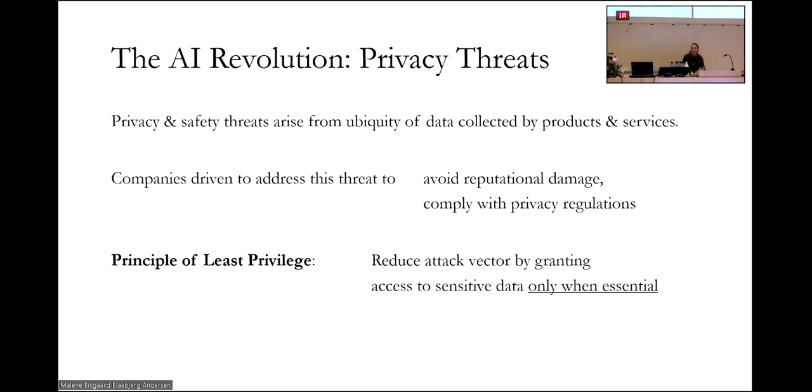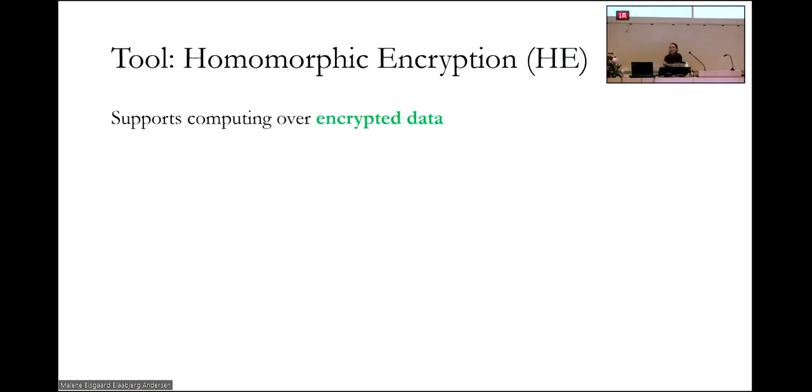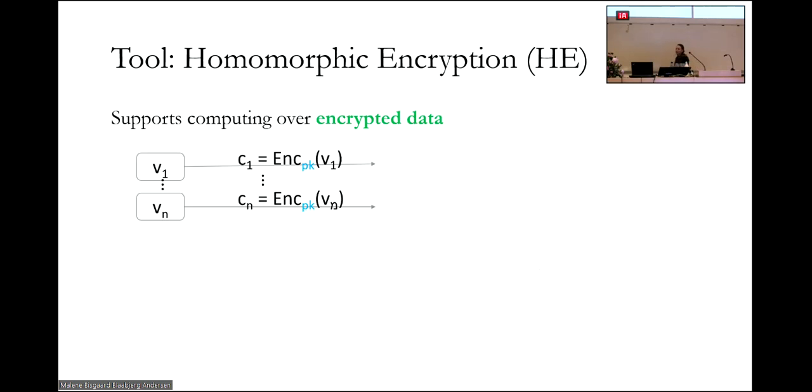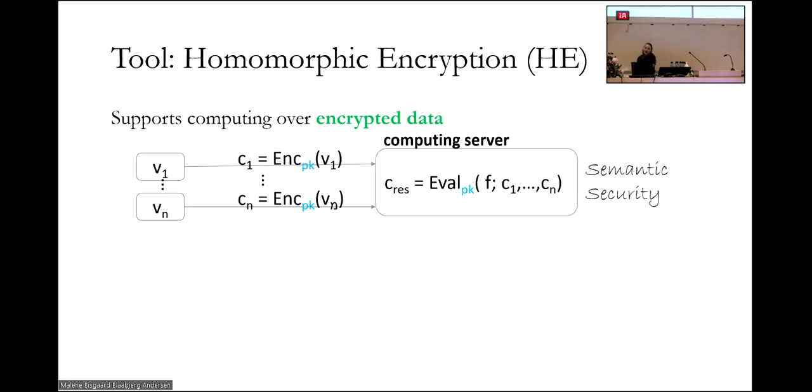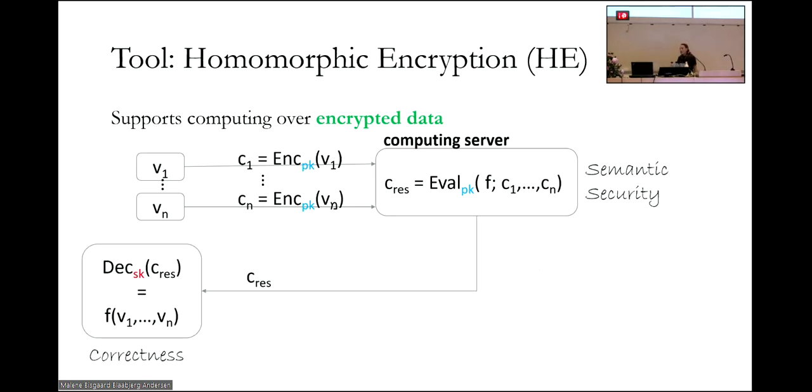For this, there is a very useful tool, homomorphic encryption, which enables computing over encrypted data. We can encrypt the data and give it to the computing server, and the server will perform the computation homomorphically and send the result to the end application, who has access to the secret key and can decrypt. Semantic security guarantees that the server has no idea what the data is, but to ensure correctness, we need additional tools.